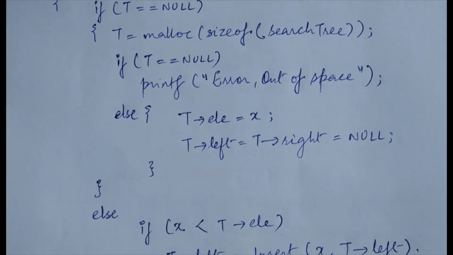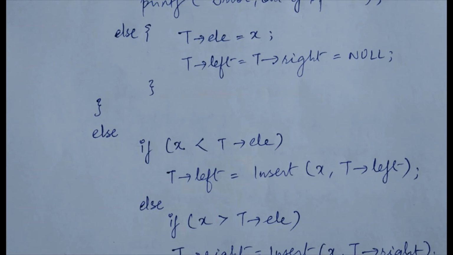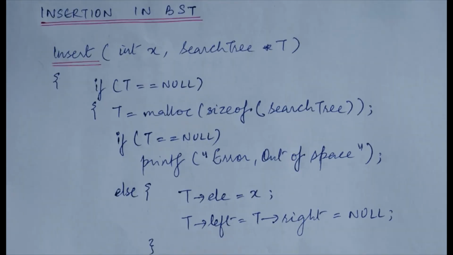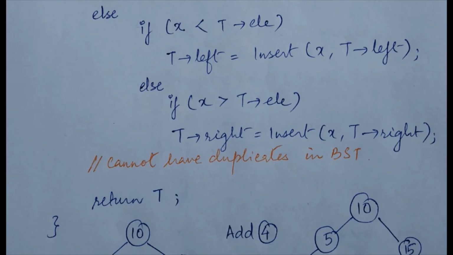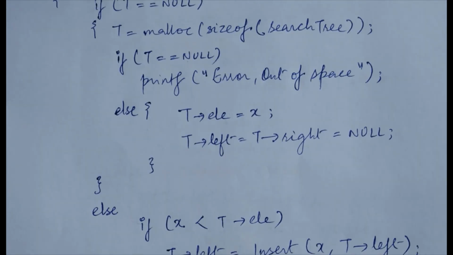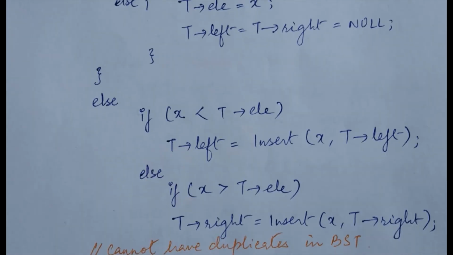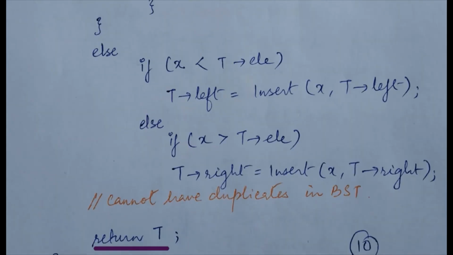Else, if your x is less than t's element. Now, before I go here, this is your if and this is your else, and this function returns t. So if it hit a null, obviously when we are inserting we have to create a node, eventually it will come here. Even if I am making recursive calls, it will create this node, and obviously it will not go into else, it will return this t.